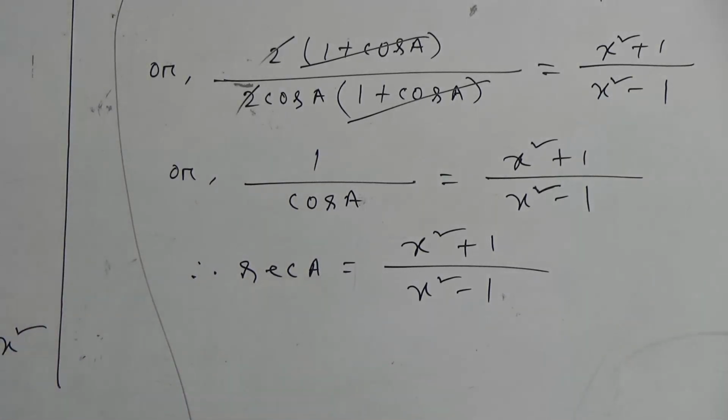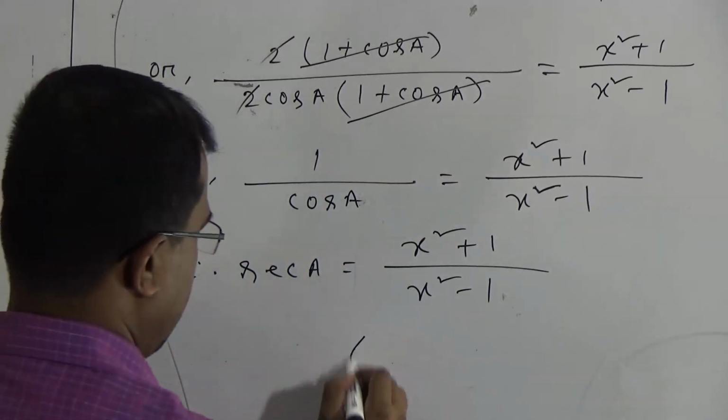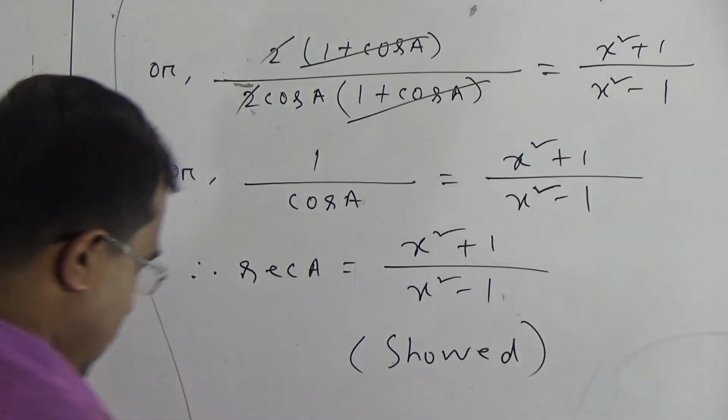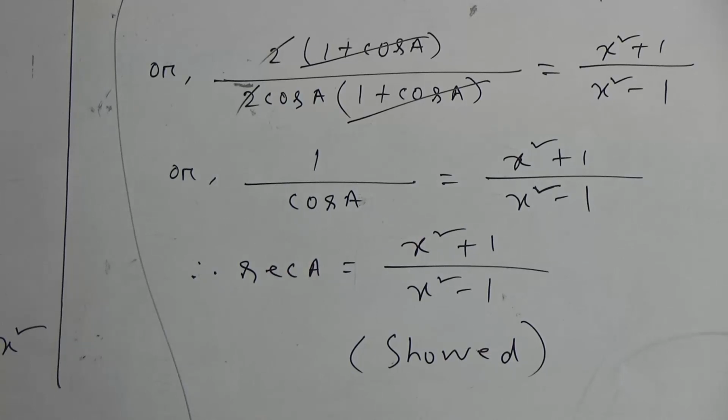And question number 2 was to show that sec A equal to x square plus 1 divided by x square minus 1. We have already shown it. Okay, dear students, we have solved number 2. Now we'll solve number 3.